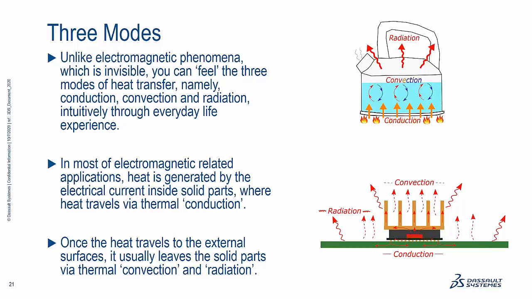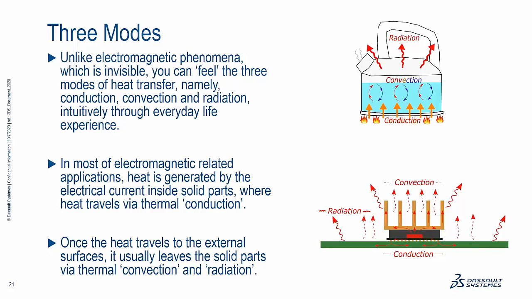In most electromagnetic related applications, heating is usually generated by the electrical current inside your solid parts, such as antennas, such as your IC packages. And then the heat travels in solids through conduction. It's very easy to understand, right? But once the heat travels to the exterior of the surface, when you encounter your neighboring fluid, be it air or some other cooling fluid, you need to get out of the surface by convection and radiation.